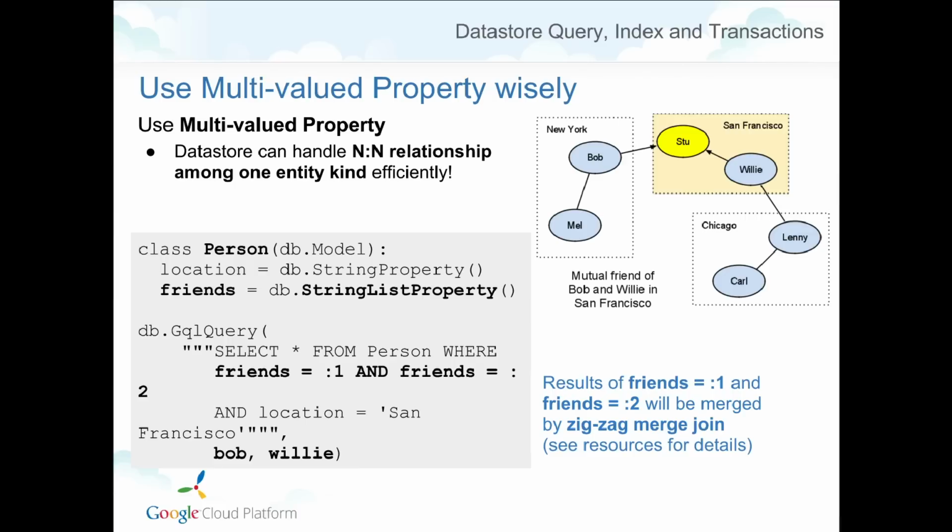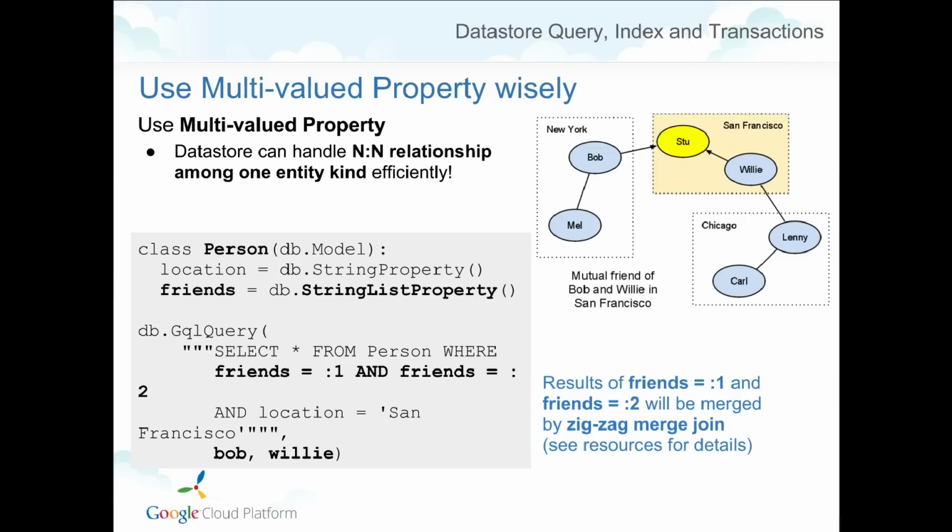Friends property may have a list of strings, a list of the people's names, so that they can write a query like this. If you want to find a mutual friend who is a friend of Bob and also a friend of Willie, then you can write a query like this. Select from person where friends equals Bob and friends equals Willie, and location equals San Francisco, for example.